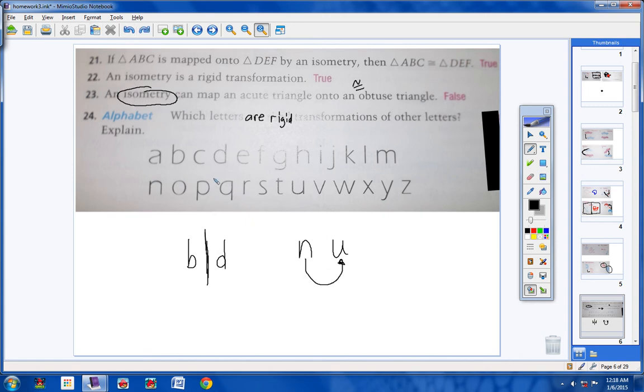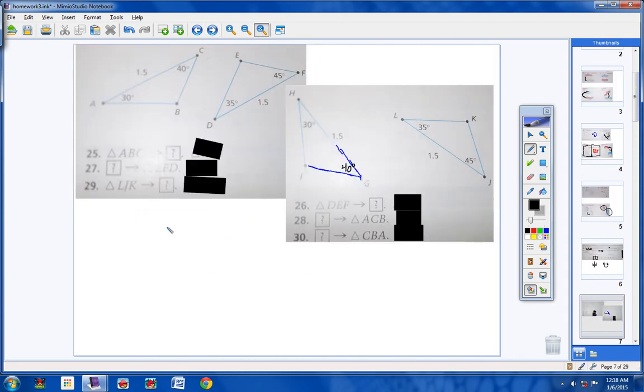Okay? If you were to draw a line here and pretend P and Q were on a sheet of paper, and you were to fold the sheet of paper on that line, P would fall right on top of Q. So, what letters are rigid transformation of other letters? B and D, P and Q, and N and U are rigid transformation of other letters. Okay? I hope that makes sense. Let's move on now to number 25. Numbers 25 through 30.